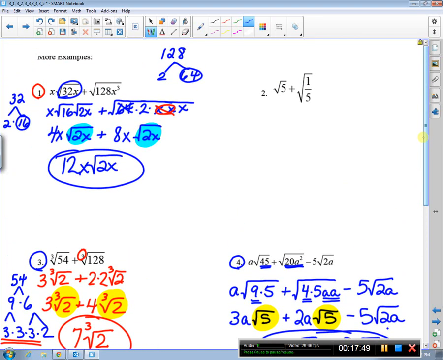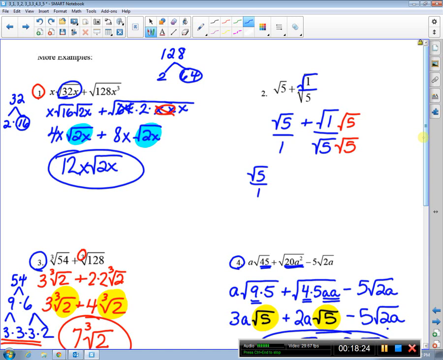Last one. So what do I have here? I've got the square root of 5, which I can't do much with, and I've got a fraction. As we said in another lesson, we are able to write the fraction split up as 2 separate square roots, and then what we do with those is we rationalize those. So I'm going to put this one over 1 so that I see that I have 2 fractions. Square root of 5 over 1 plus the square root of 5 over 5.